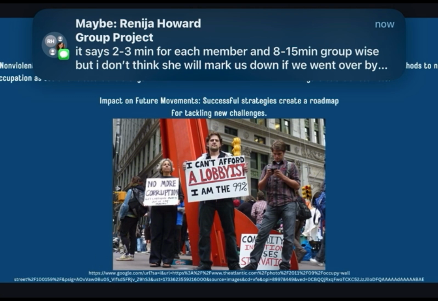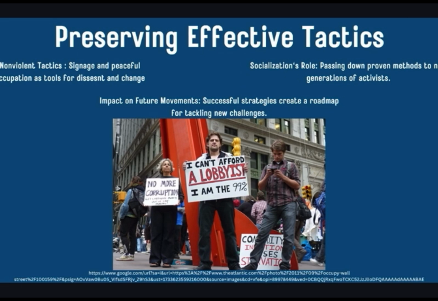Through these examples, we hope to illustrate that socialization is crucial for passing down effective methods and maintaining the continuity of social activism. Successful movements create a roadmap for future movements, which adopt and adapt proven strategies to tackle new challenges.